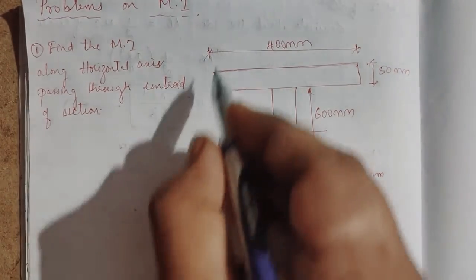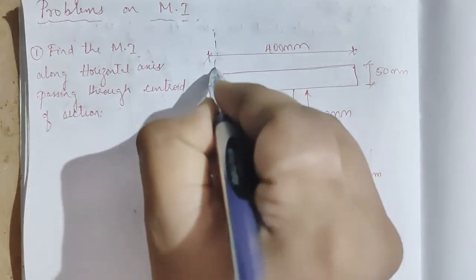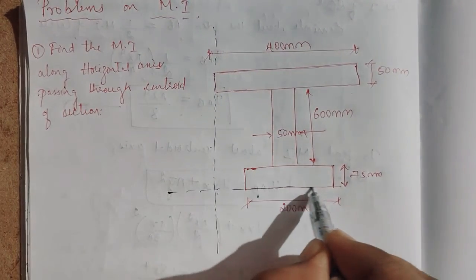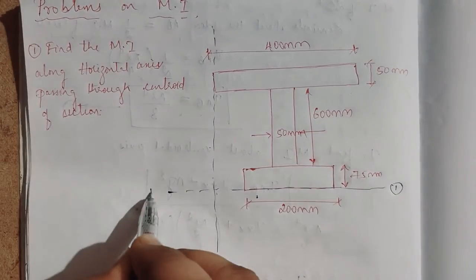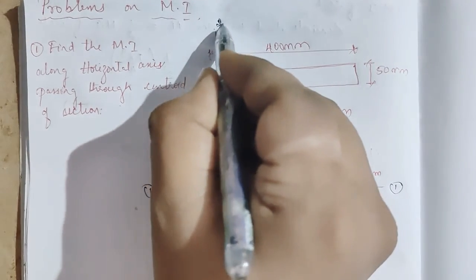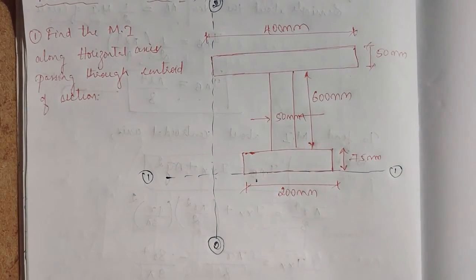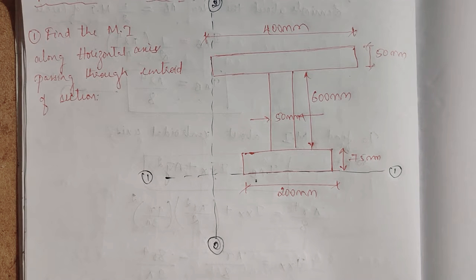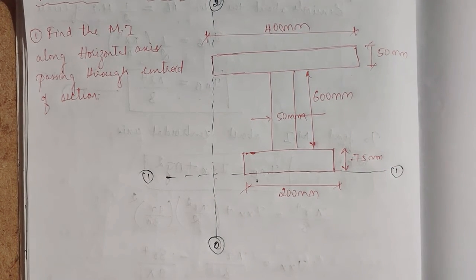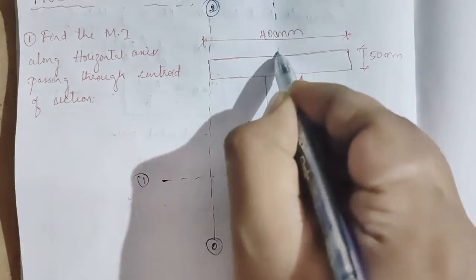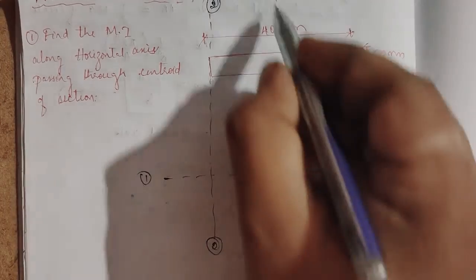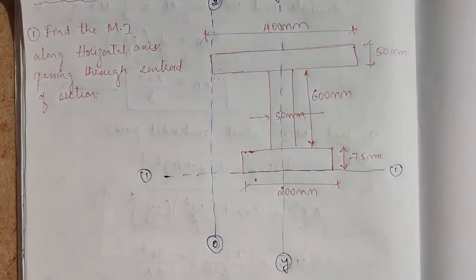So what we do is the same as we did in the centroid chapter. I'll take a reference axis. I'll name this axis 1 and this one 2, so I'll consider the 1 and 2 axes. Next step, we have to see whether the figure is symmetrical or not. By seeing this figure I can tell that this figure is symmetrical about the y axis.